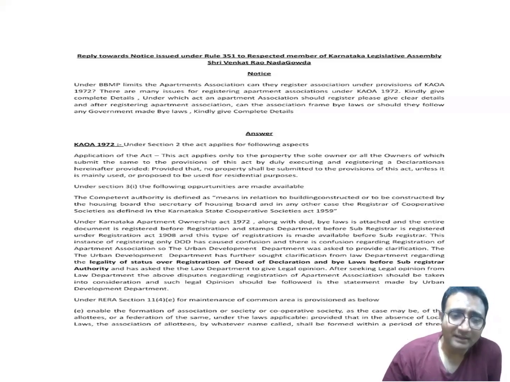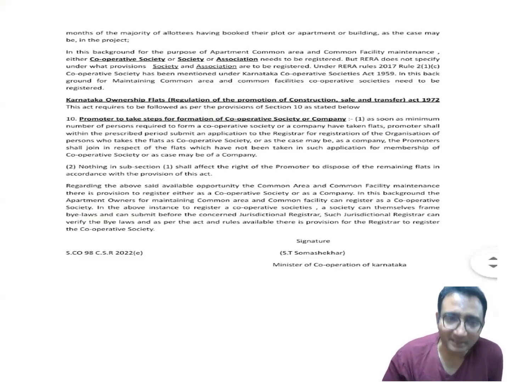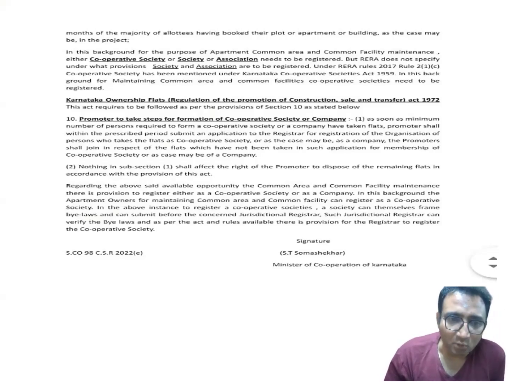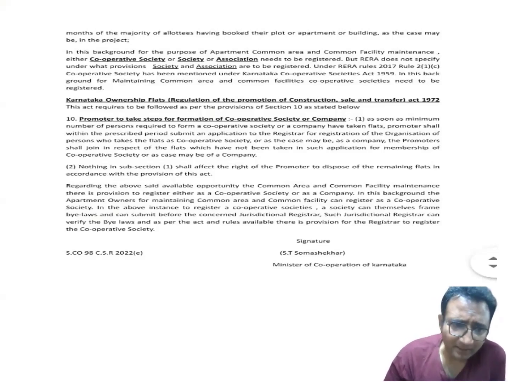And in the same reply, on the second page, the Registrar of Cooperative Societies has replied that there are three types of association: cooperative society under 1959, society under KSR in 1960, and association under the 1972 Act. Under these circumstances, the promoter can take steps to form a cooperative society or a company. Nobody has registered any company so far to maintain the common areas. So the only practice being followed in Karnataka is the cooperative society.